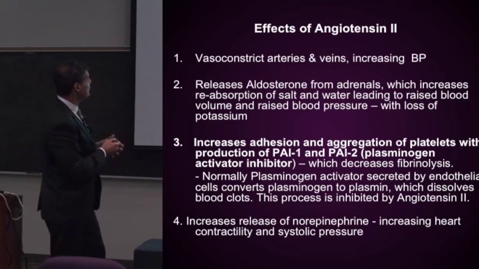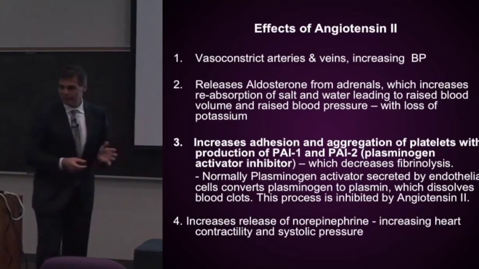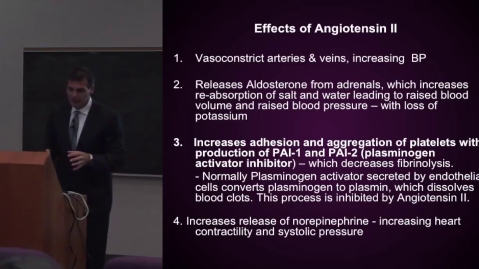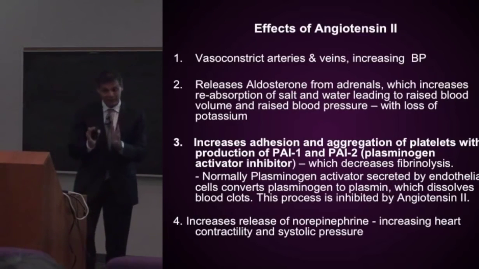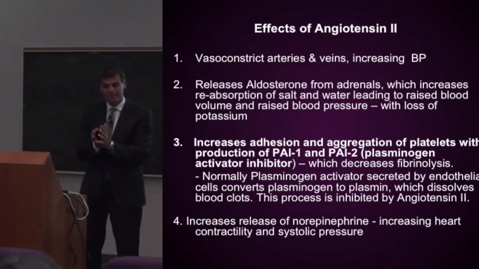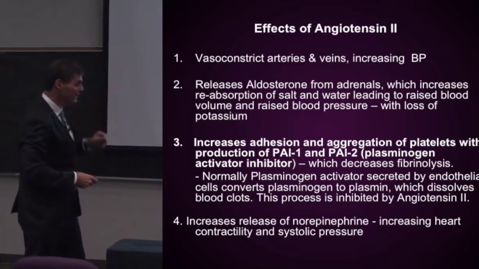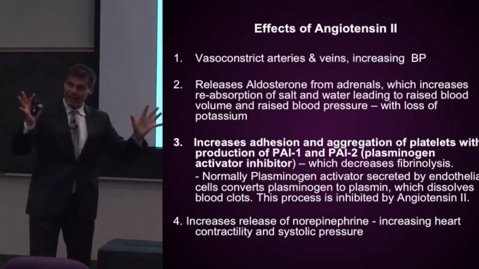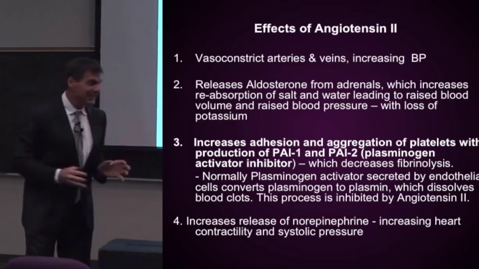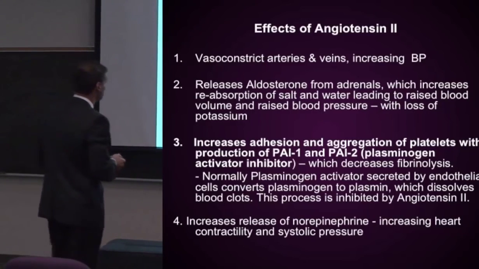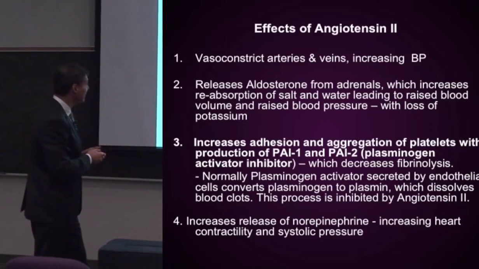So these are the effects of angiotensinogen 2. We saw them. They increase blood pressure by vasoconstriction, releasing aldosterone. Here's something to point out that's really important. It also increases platelet stickiness. I want to point this out. When you're producing all this extra angiotensinogen 2, it's also upregulating the production of what's known as plasminogen activating inhibitor.